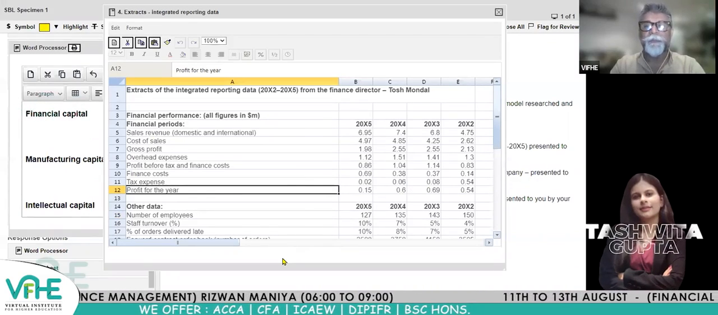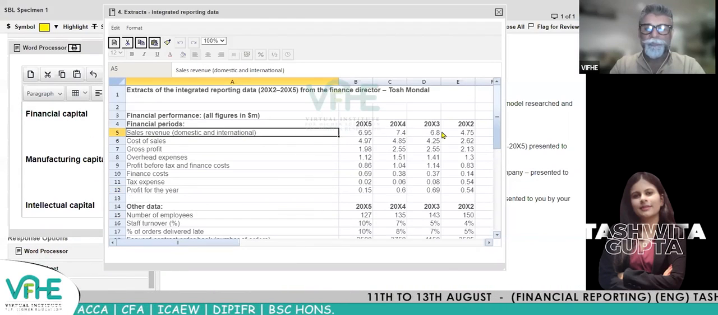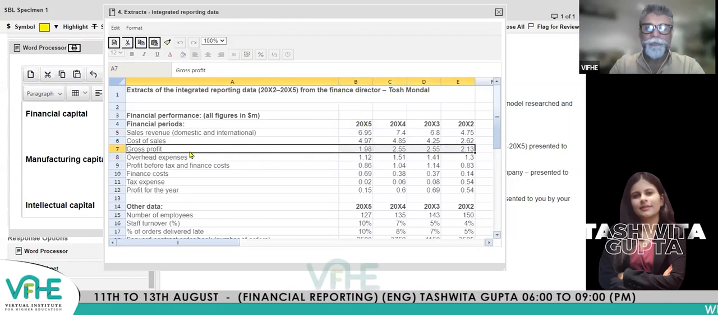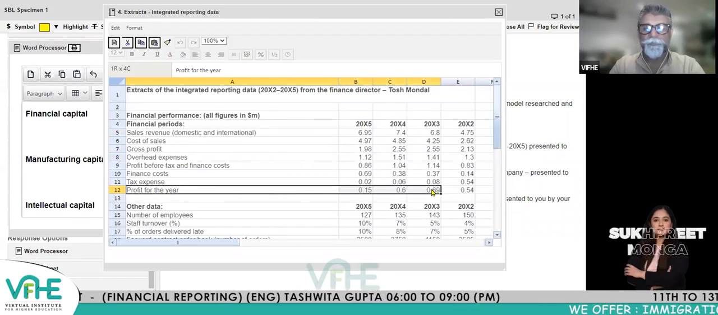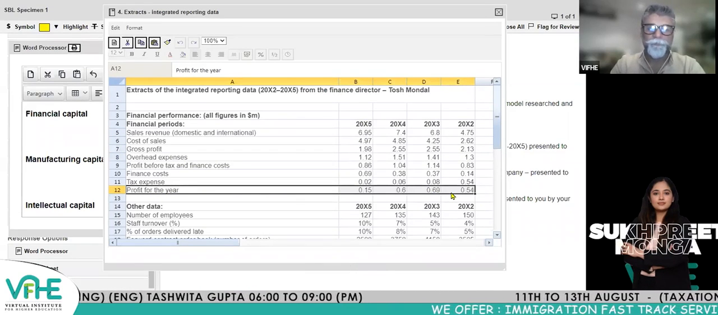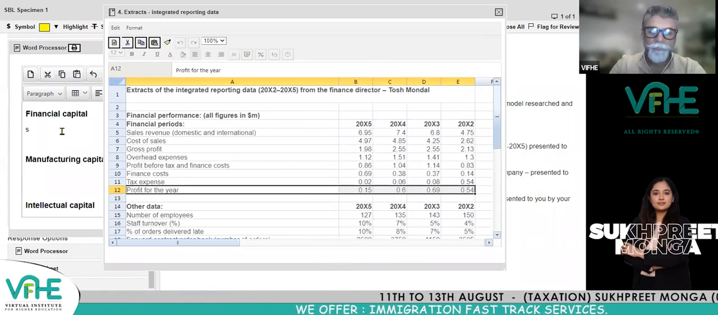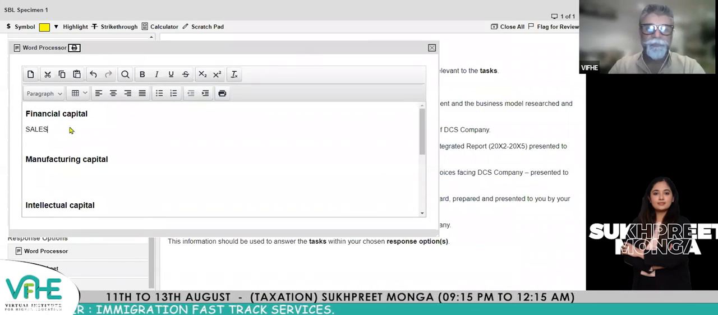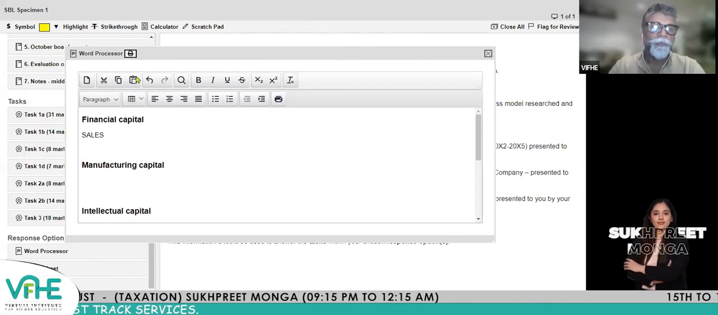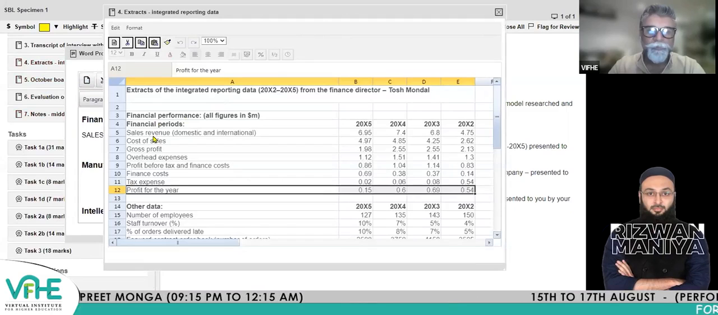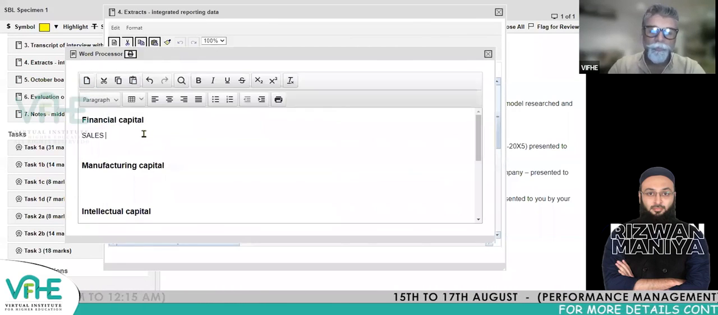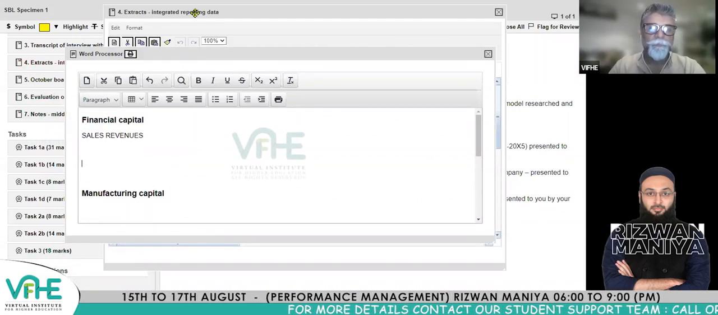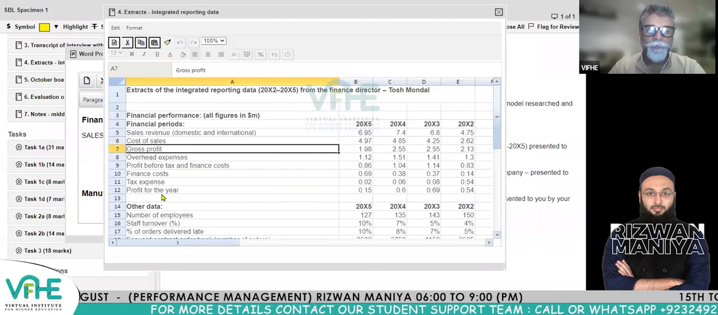Very good. Always we will start with sales. A CFO always starts with the top line, sales. Then we can talk about gross profit margin. Then we can talk about the final profit for the year. I think these three should be enough. So you will do sales. Is it called sales? Is it called sales revenue? Okay, so always try to stick with the terminologies used, sales revenue. Then gross profit margin and profit for the year.